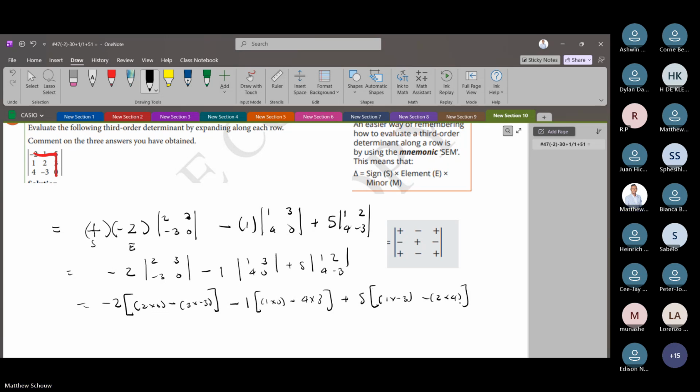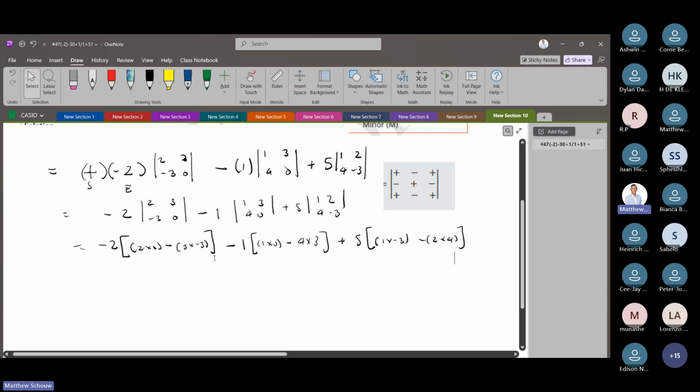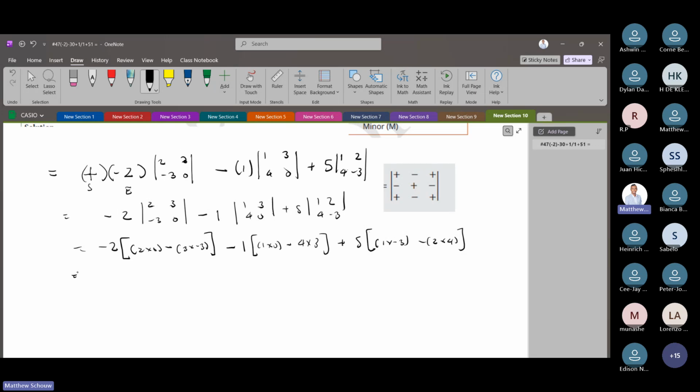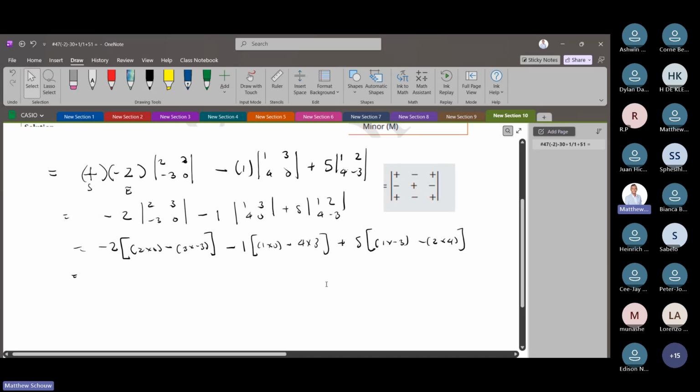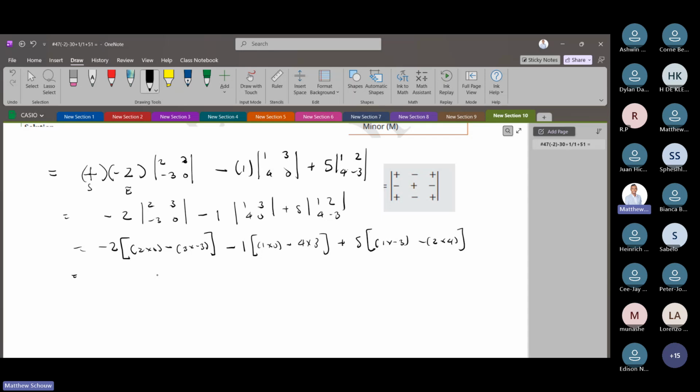So what I want you guys to do is put this in your calculator and find this thing. What I recommend is find this one first, find that one second, find that one, and then add them all up. I'll wait on you guys.